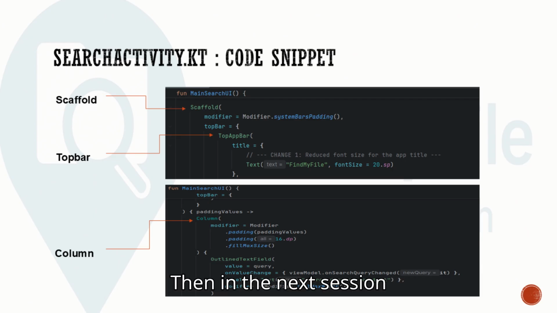Then in the next section, we will go through LazyColumn. How is the output being shown using LazyColumn?